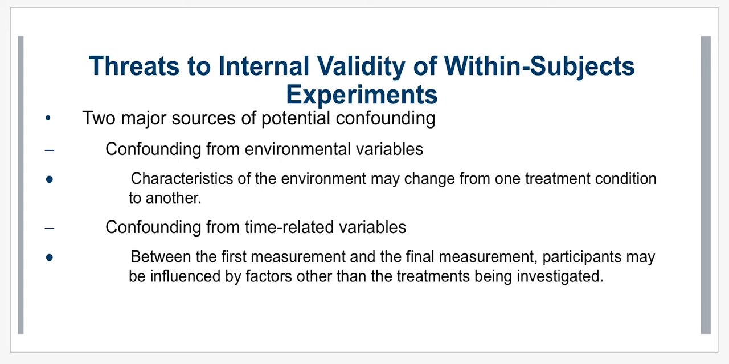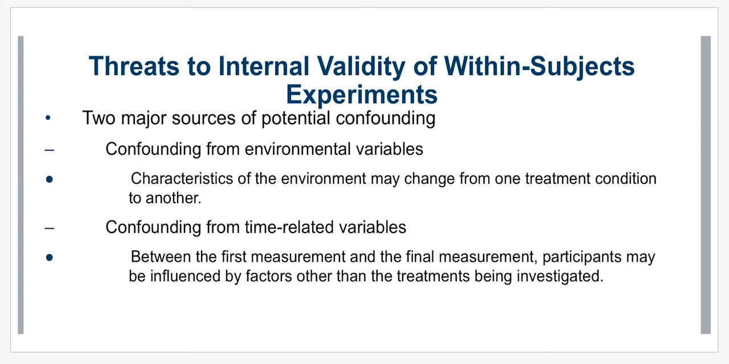So there are two major sources of potential confounding variables or threats to the internal validity for within subjects experiments. There's confounding from environmental variables, and there's confounding from time-related variables. So environmental variables are things that may change from one treatment condition to another.